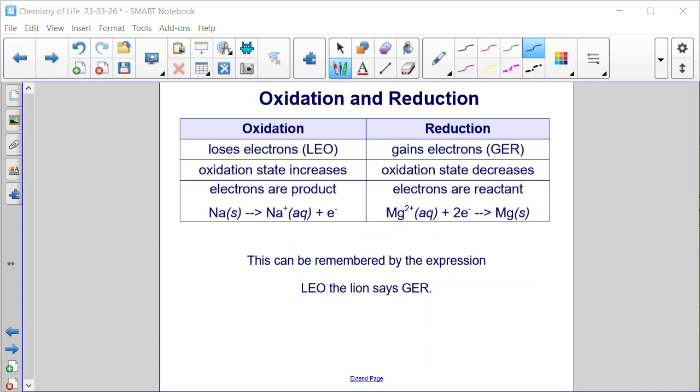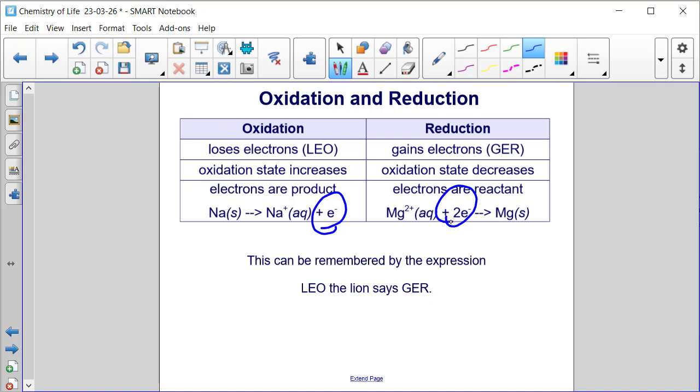Oxidation and reduction summary here. Oxidation is a loss of electrons, and a reduction is a gain of electrons. In oxidation, the oxidation state increases. In reduction, it decreases. In oxidation, the electrons are the product because we're losing them. And in reduction, they're a reactant because we're gaining them.